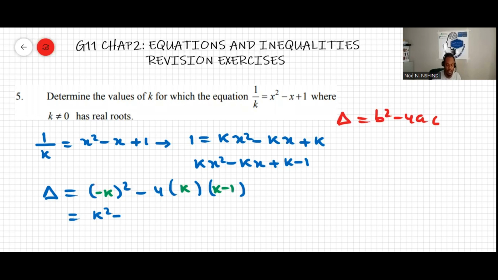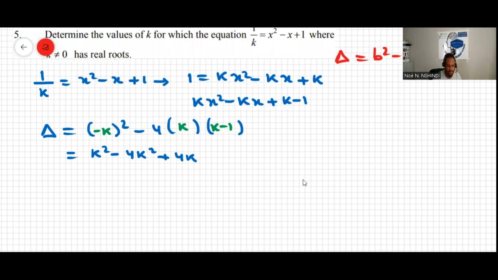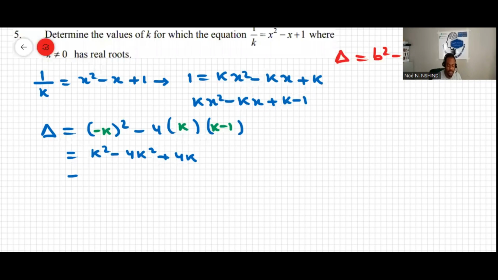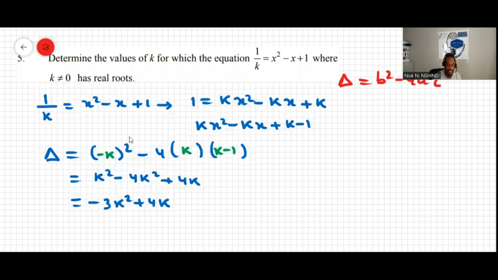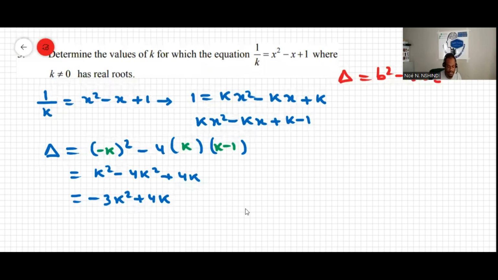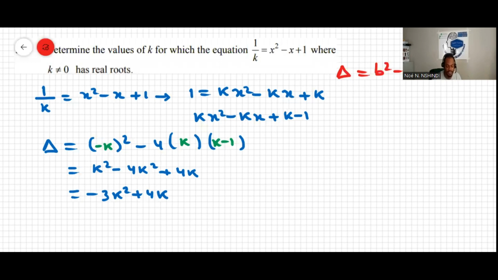Now, this will be k² minus 4k² plus 4k. So k² minus 4k² will be -3k² plus 4k. Now, when the question says that it has real roots, meaning 2 roots, this is possible if delta is greater than 0. That's the condition, okay? Greater than 0.